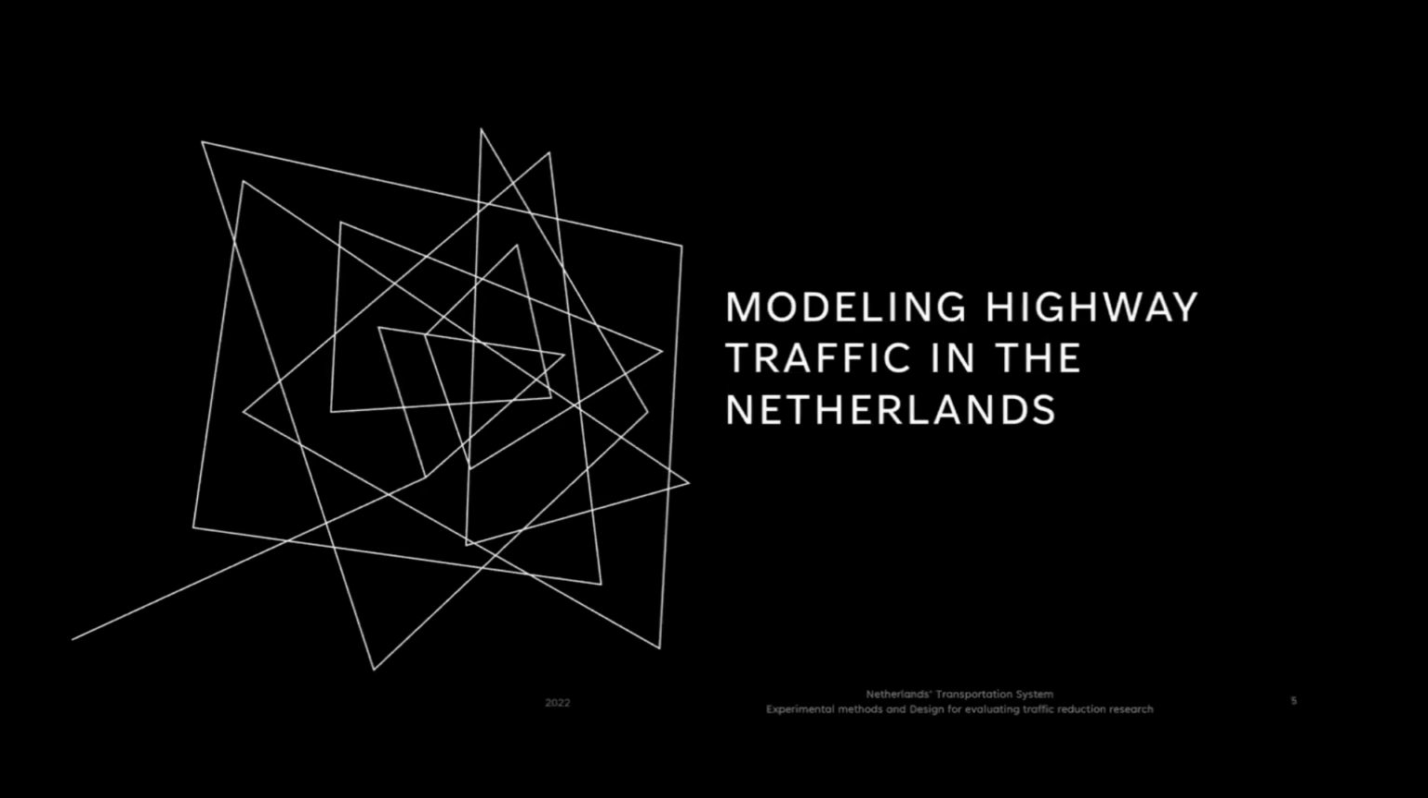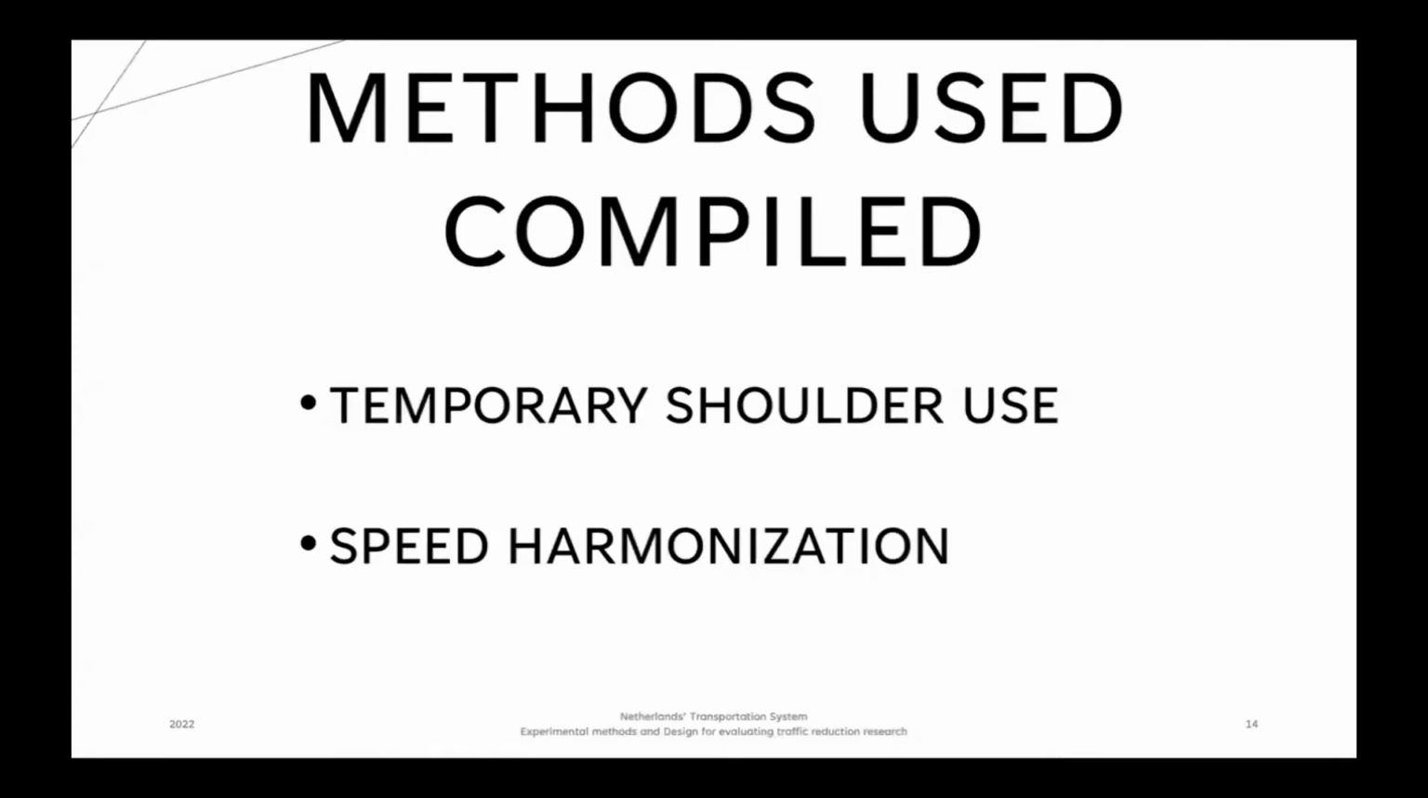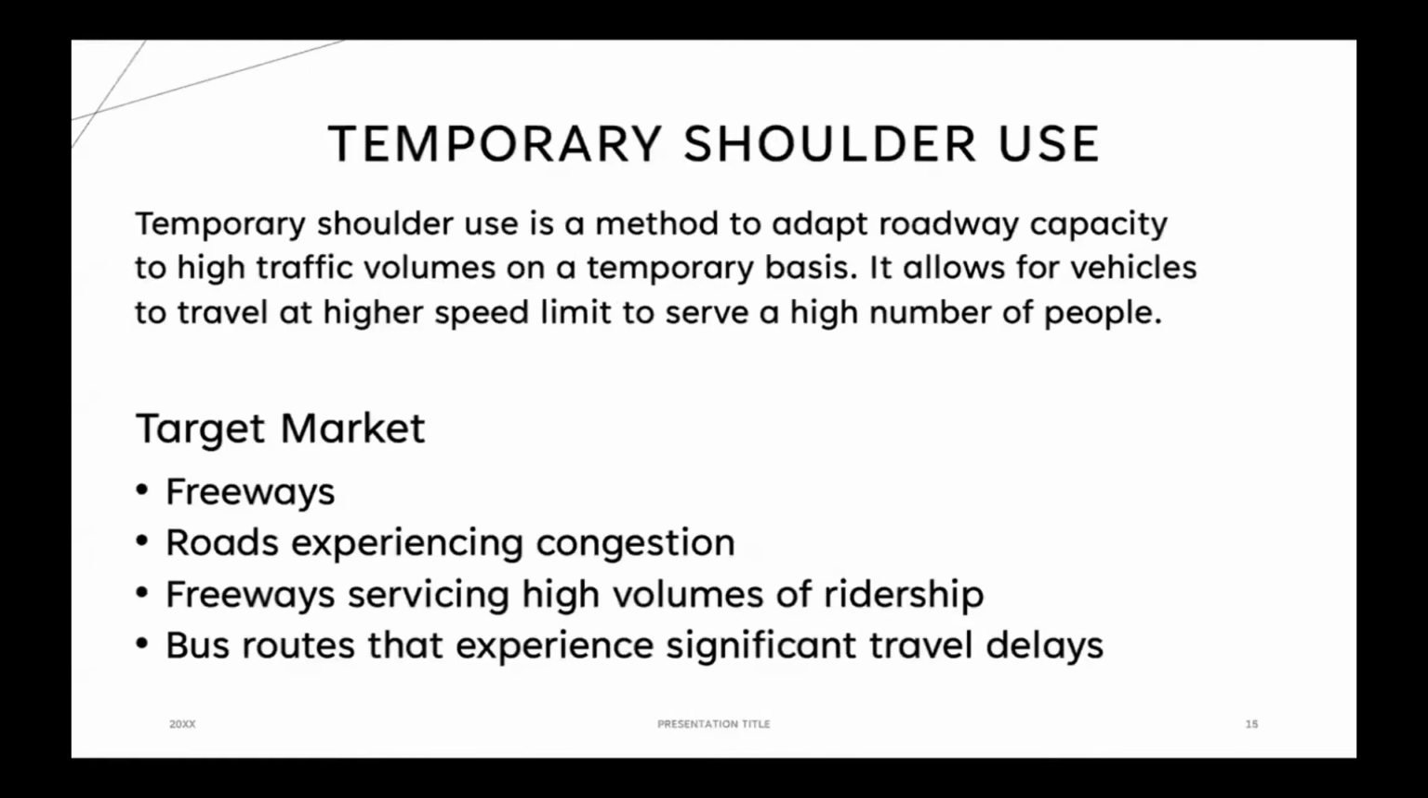So yeah, we're going to talk about the two methods that the Netherlands use to reduce traffic congestion on the highway. Two of them are speed harmonization and temporary shoulder use. Temporary shoulder use is a method to adapt roadway capacities to high traffic volumes on a temporary basis, mainly during morning rush hours and afternoon rush hours.